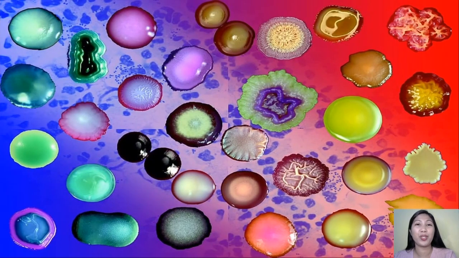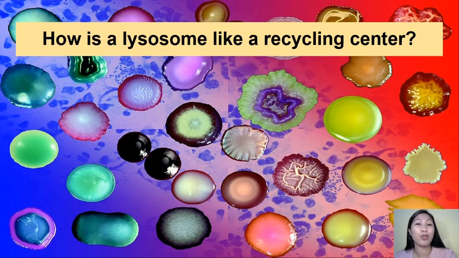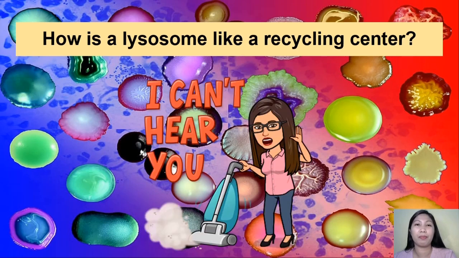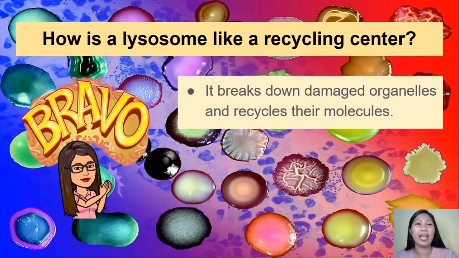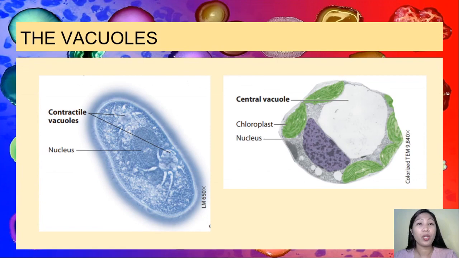Now let's answer this question. How is a lysosome like a recycling center? Bravo! It breaks down damaged organelles and recycles their molecules. We also have structures called vacuoles. Vacuoles are large vesicles that have a variety of functions. In the left image, you see how a food vacuole forms as a cell ingests food.